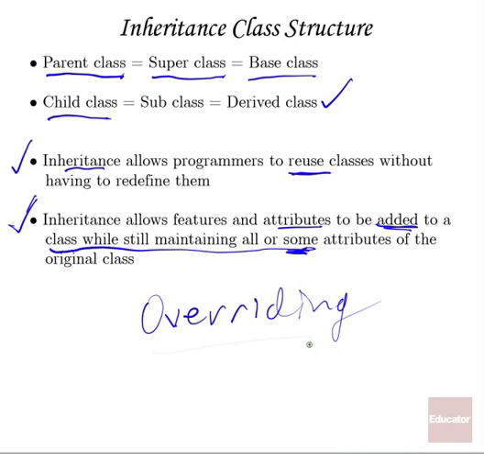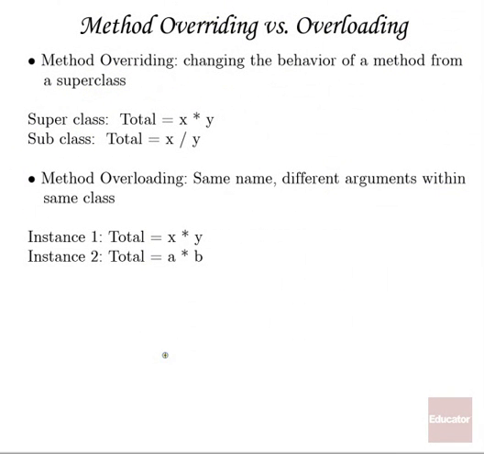inheritance overriding. Now let's contrast this with something that we've learned before, which is called overloading. What's the difference between method overriding and method overloading? First of all, let's talk about overriding. Overriding is specifically dealing with inheritance, and overriding will allow the changing of the behavior of that method from the superclass in the subclass.